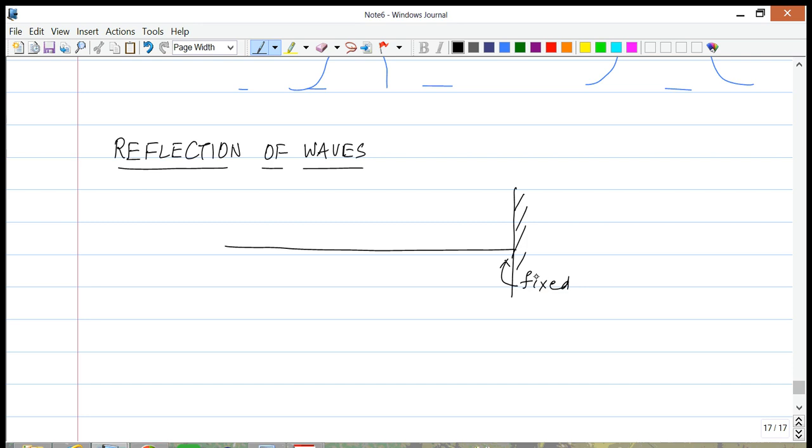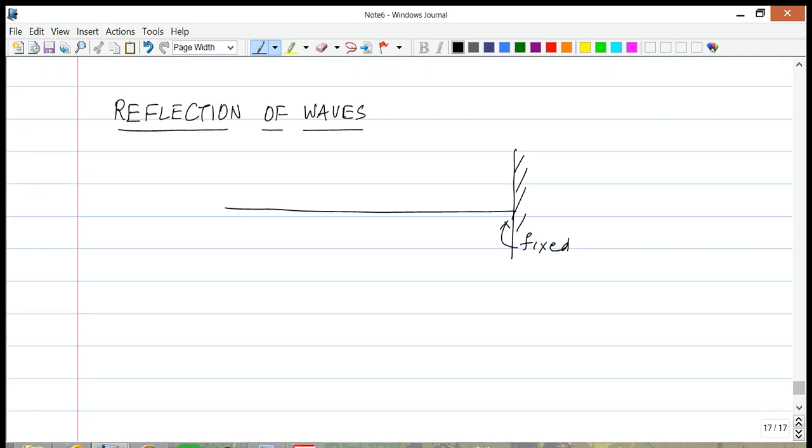Okay, so in this video we will look at the phenomenon of reflection of waves. Now there are two basic characteristics that you need to understand. What happens when a reflection happens at a fixed end and at a free end? So those are the two cases.